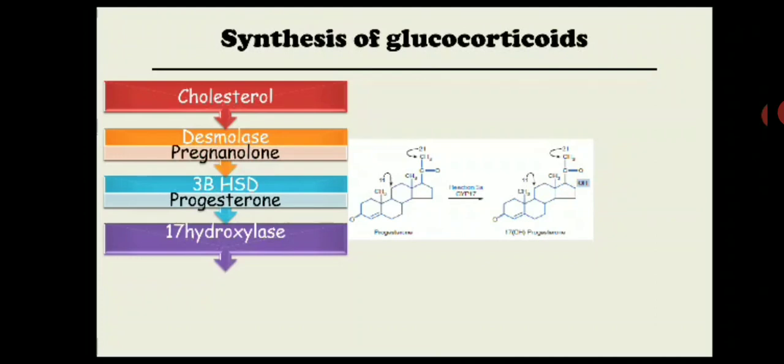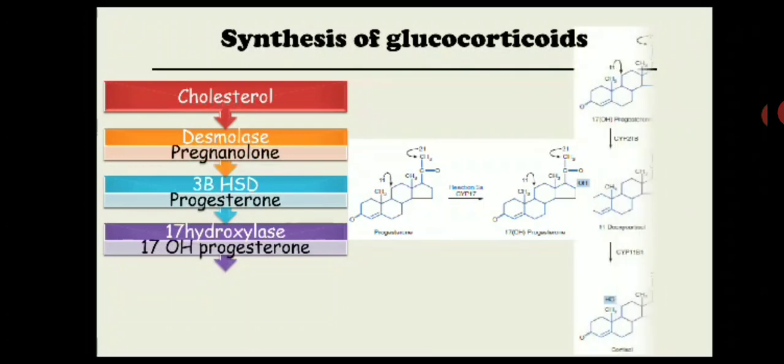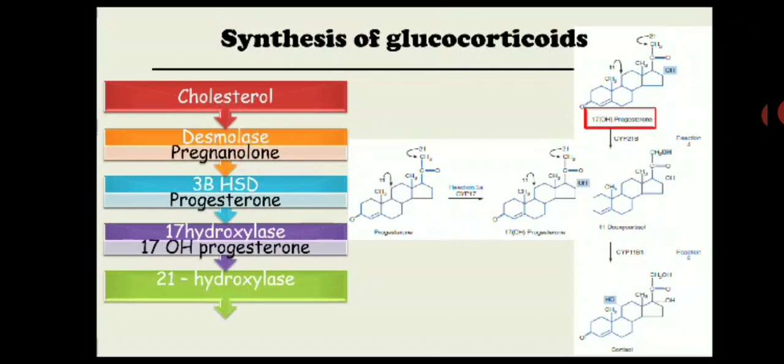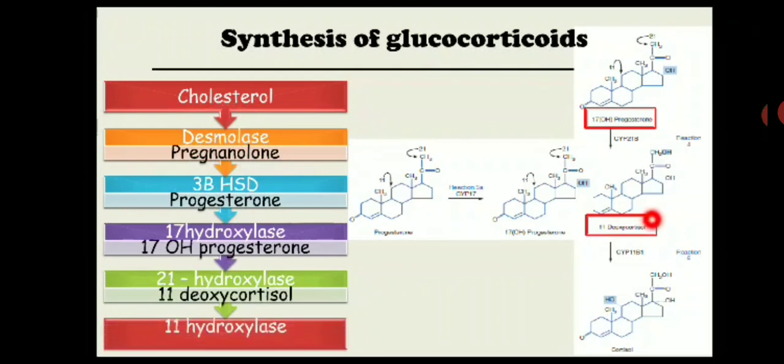After getting hydroxylation at the 17th carbon, it is known as 17-hydroxyprogesterone. Now this 17-hydroxyprogesterone will eventually end up making cortisol. How? See this diagram. First 17-OH progesterone will get hydroxylated at the 21st carbon, and make a product named 11-deoxycortisol. Now 11-deoxycortisol gets hydroxylated at the 11th carbon over here and makes cortisol, and we get our cortisol. This is how the synthesis of the glucocorticoid will take place.